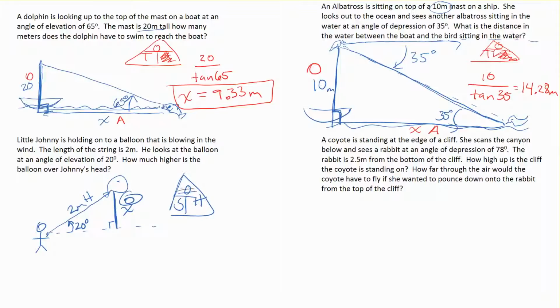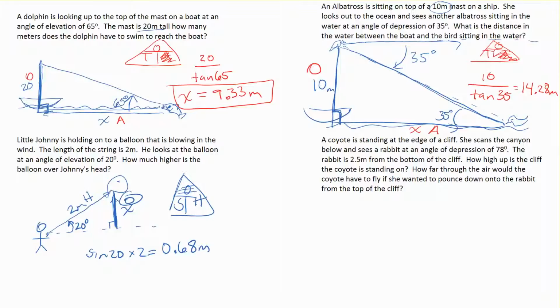So we're dealing with SOH. And here you're looking for opposite, so we're going to be timesing that. So you've got sine 20 times 2, and that gives us 0.68 meters. So the balloon is 0.68 meters above his head, or where he's holding it anyways.